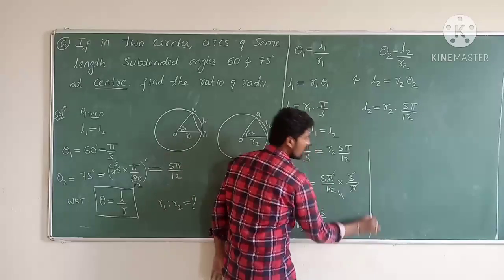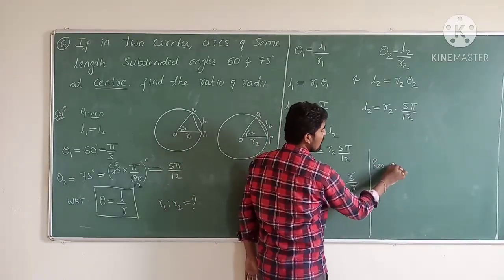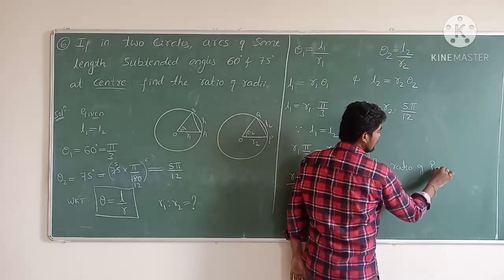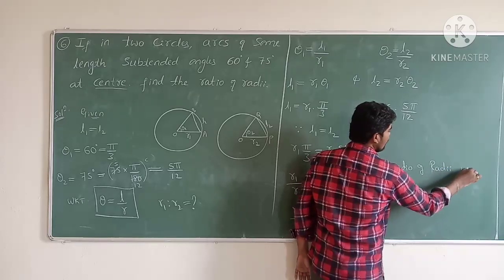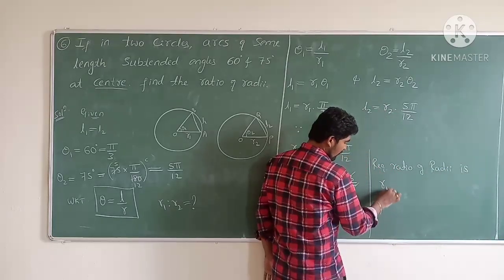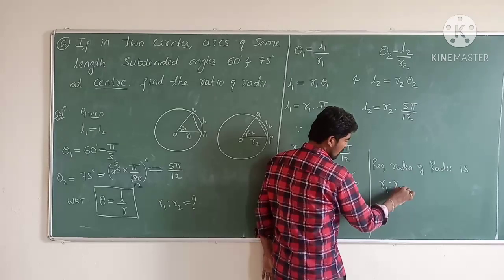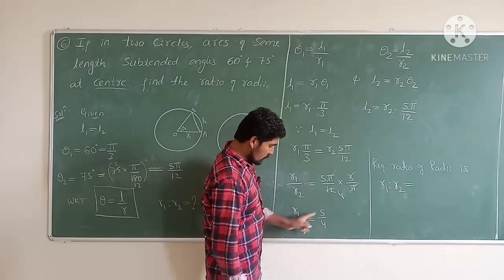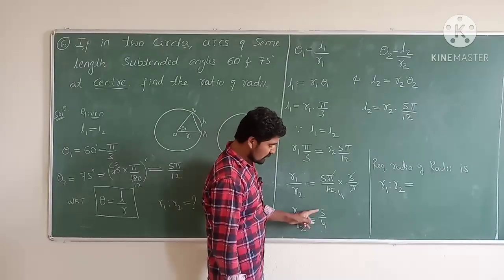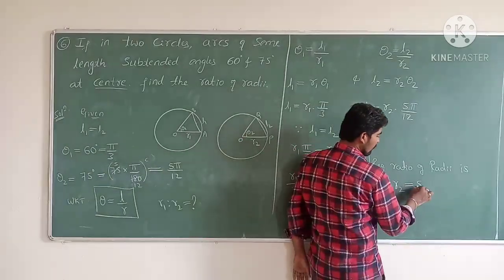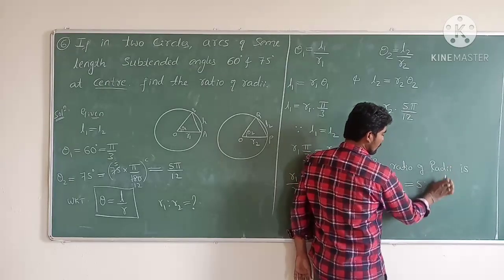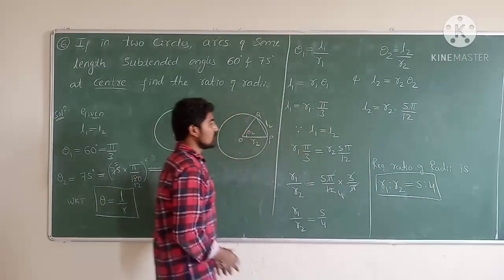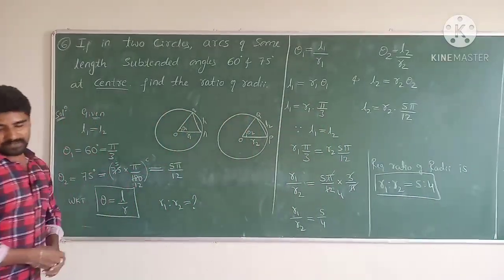Hence the required ratio of radii is R1 is to R2 is equal to 5 is to 4. R1 by R2 is 5 by 4. Therefore R1 is to R2 is 5 is to 4. So 5 ratio 4. I hope all of you understood. If possible, take a look.